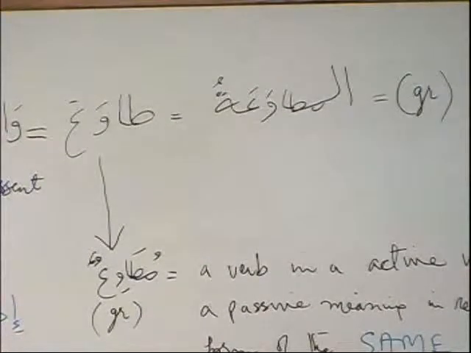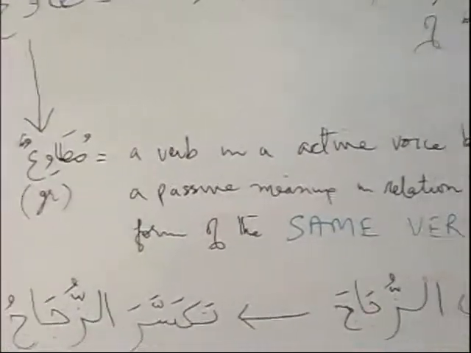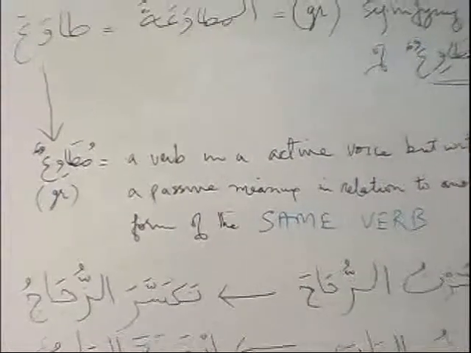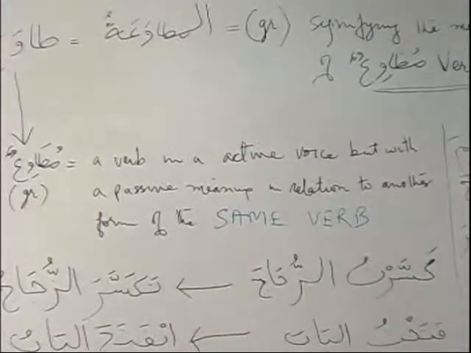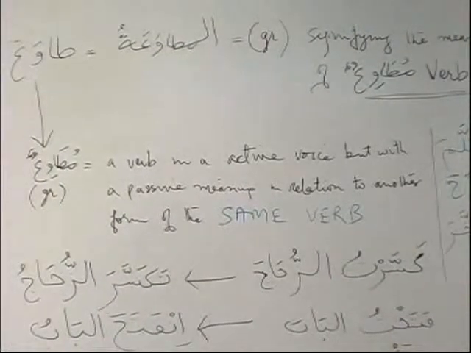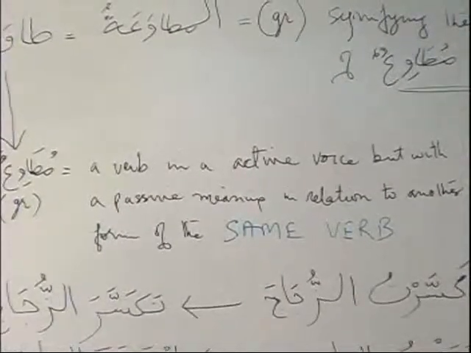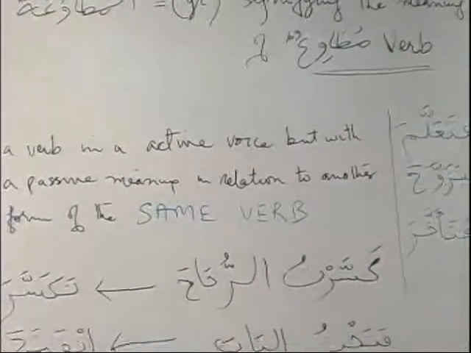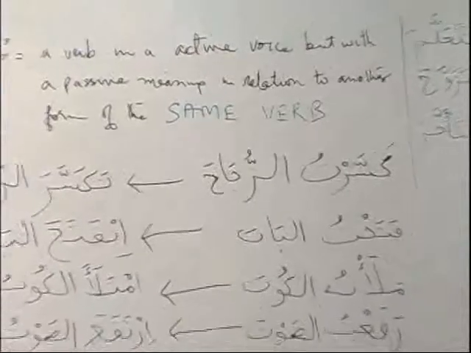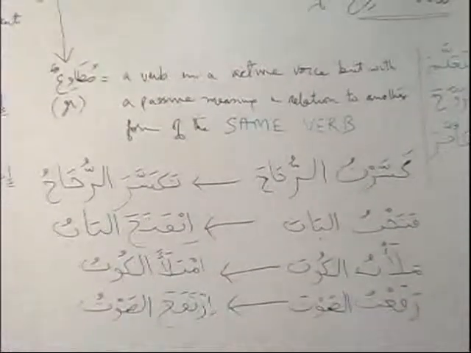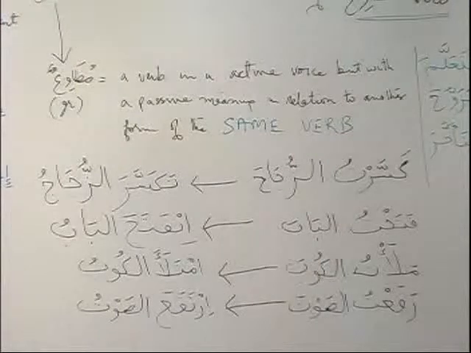What is the meaning of Mutawi'un in grammar? A verb in active voice, but with a passive meaning in relation to another form of the same verb. Okay? So, brothers and sisters, we have here kassartu dhujaja. Kassartu. Form 2. Okay. And then we say takassara dhujaju.